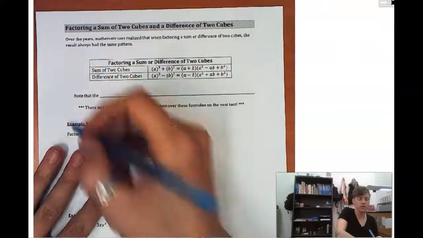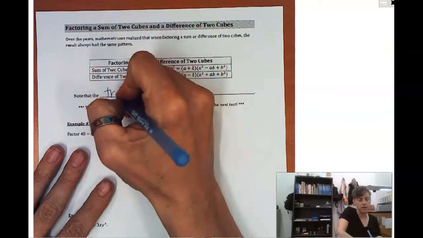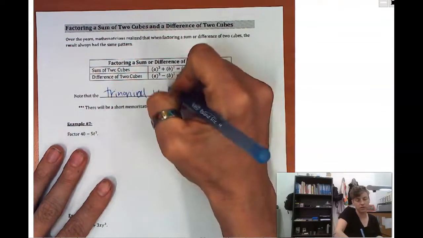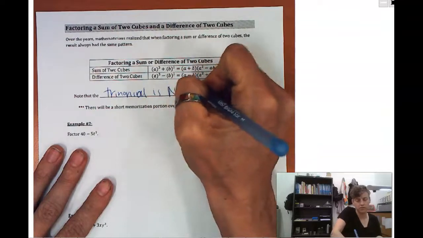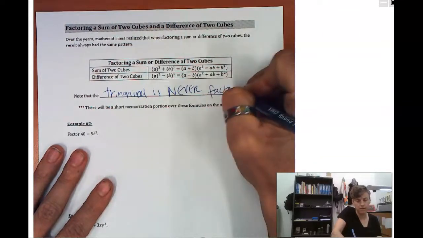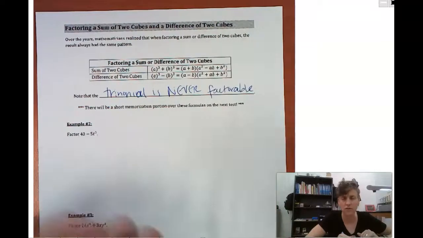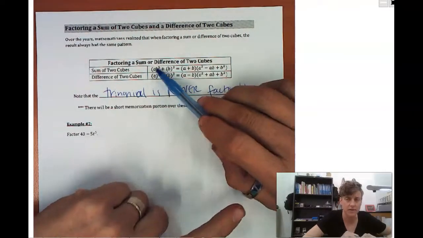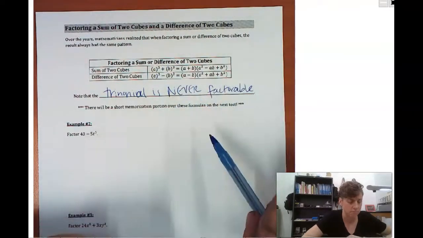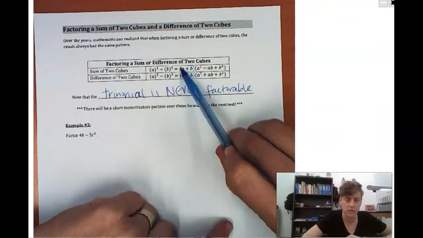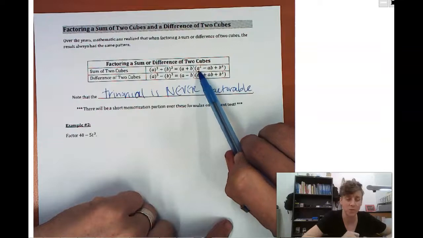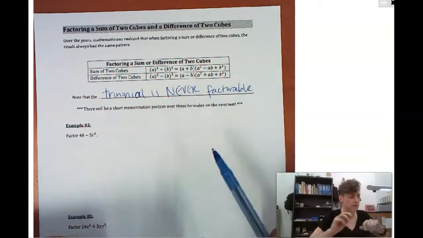So the trinomial is never factorable. In a lot of ways, the difference of cubes is pretty easy, because it's just a one-stepper. Once you figure out that something is a sum or a difference of cubes, that's not going to be factorable, because there's no GCF here. And then the trinomial will never be factorable.